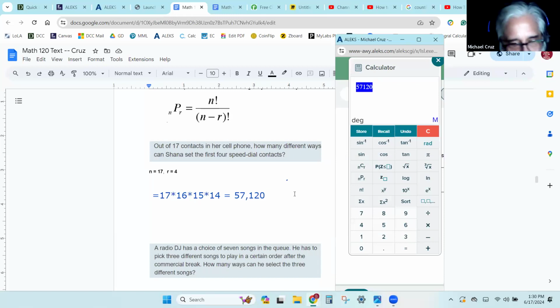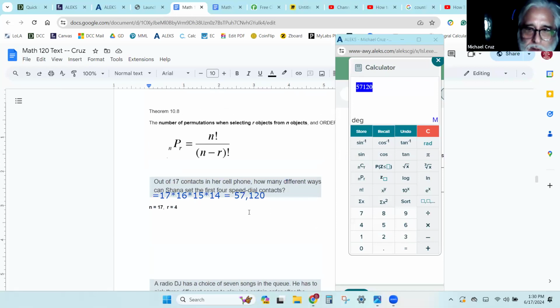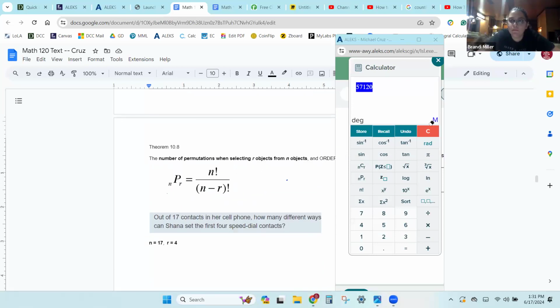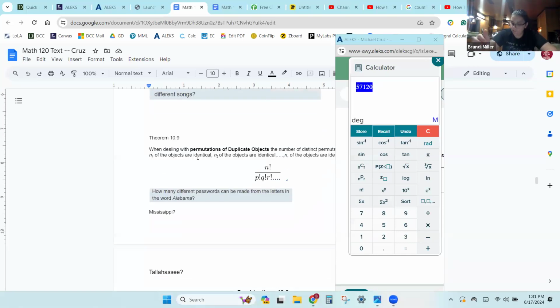We'll go over that tomorrow. That's when you have no order. See here, it was order because I wanted to have the first 4 speed dial contacts in order. Order was important. All right.